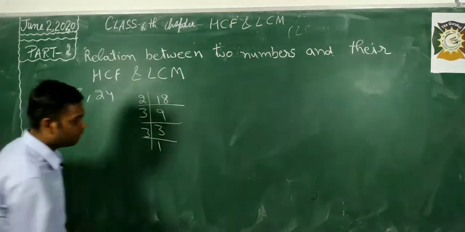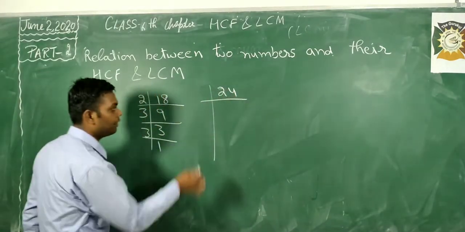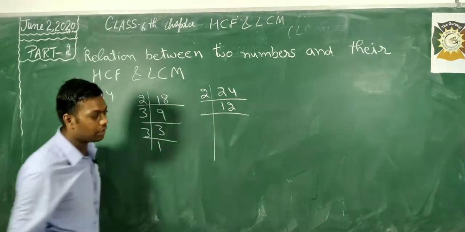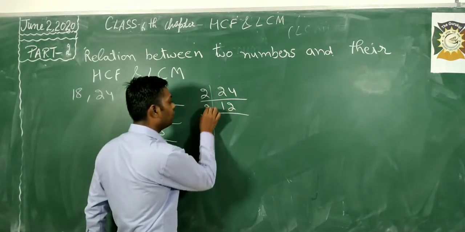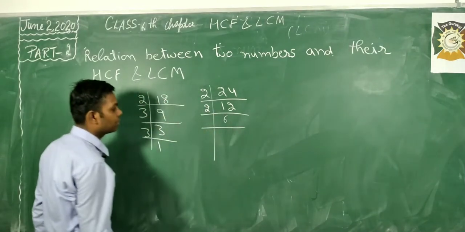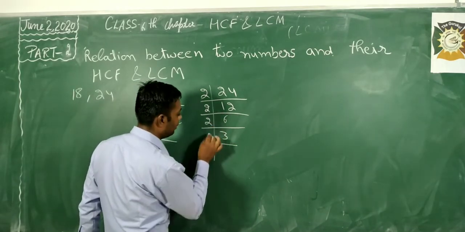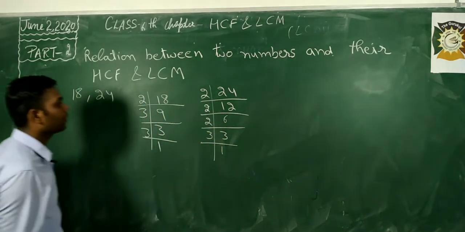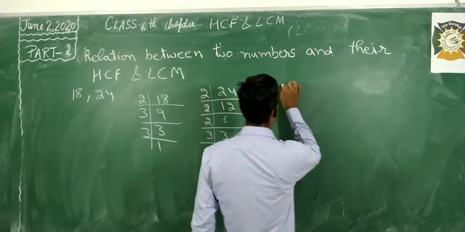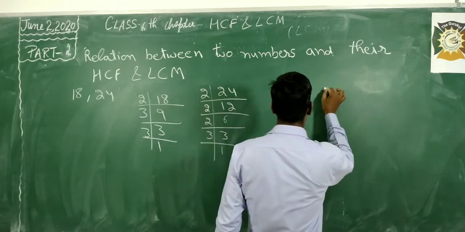Next 24: divide it by 2, an even number, so it is divisible by 2, that is 12 into 2 is 24. Next 12 is divisible by 2, that is equal to 6. Now divide again by 2, giving 3, and 3 divided by 3 is 1. Now write the prime factorization of 18.